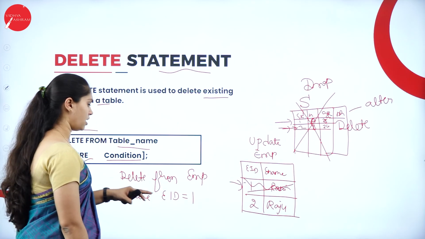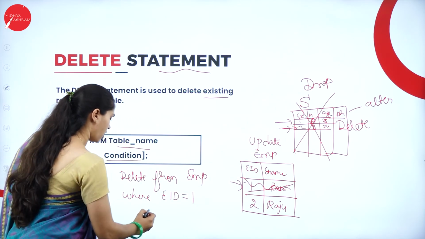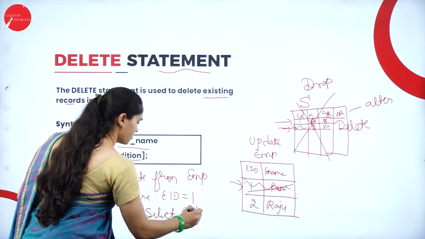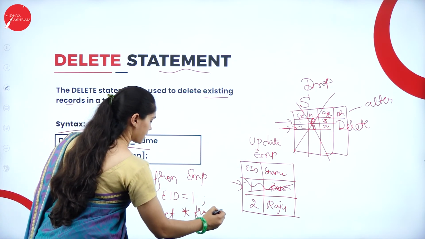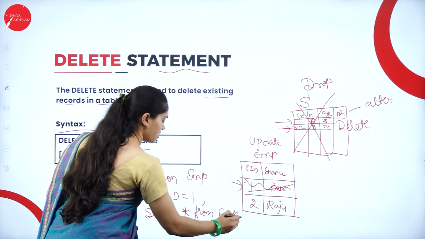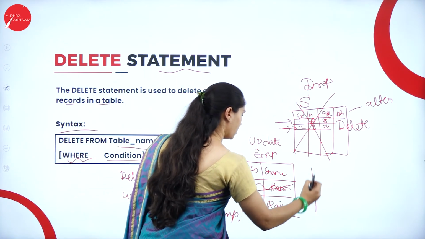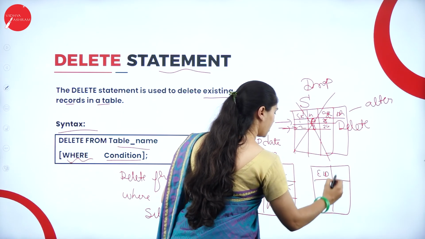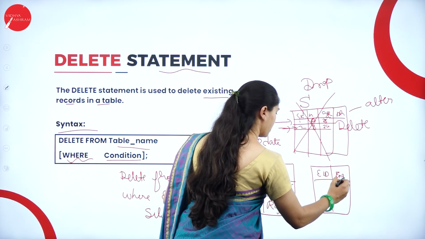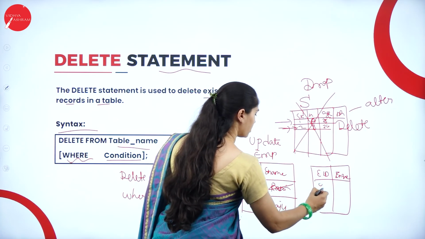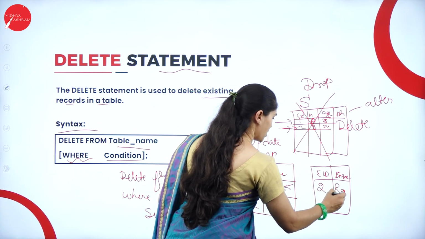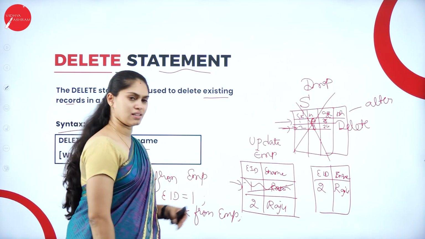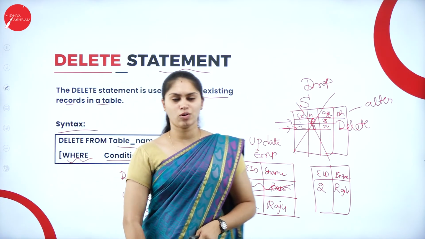So then what can I get right now? Select star from EMP. At that time it will return a resultant table like employee ID, and it has employee name. So it has only one value, that is 2, and then Raju, because we have deleted this first record or tuple. This is how this delete will work.